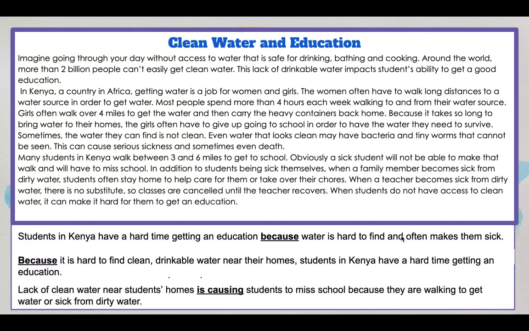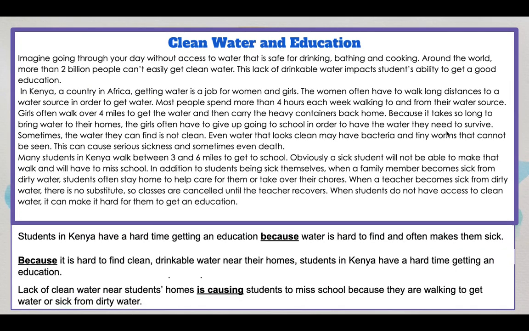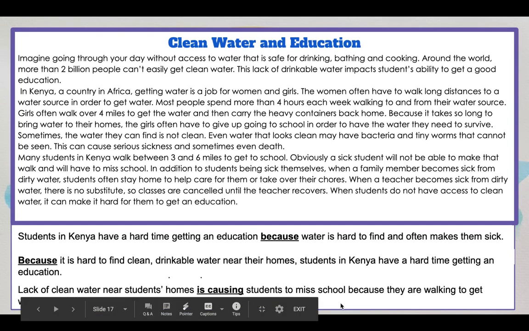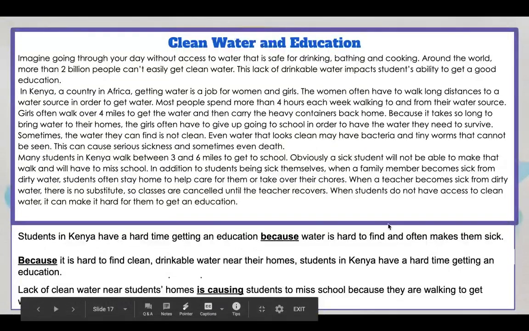The last one, lack of clean water near students' homes, is causing students to miss school because they're walking to get water or sick from dirty water. So this one I tell the cause and the effect, and then I explain the effect a little more towards the end. So all of these would be a great cause and effect because they show the relationship between water and education.